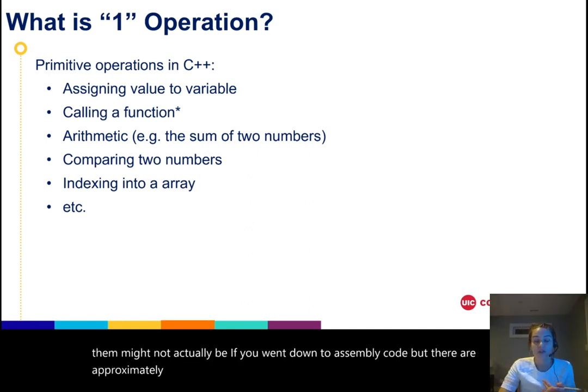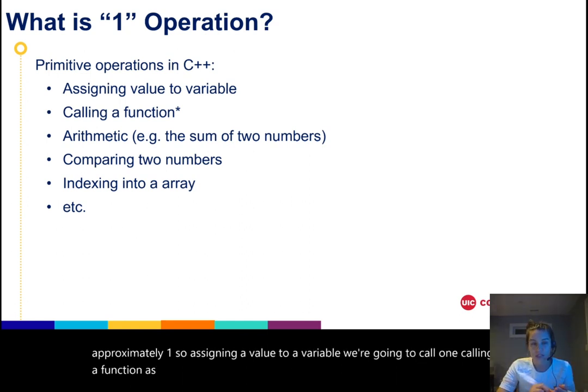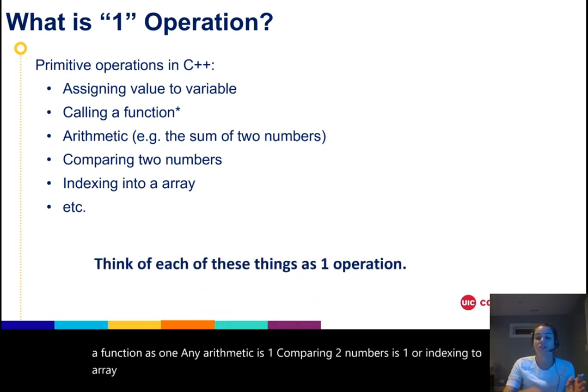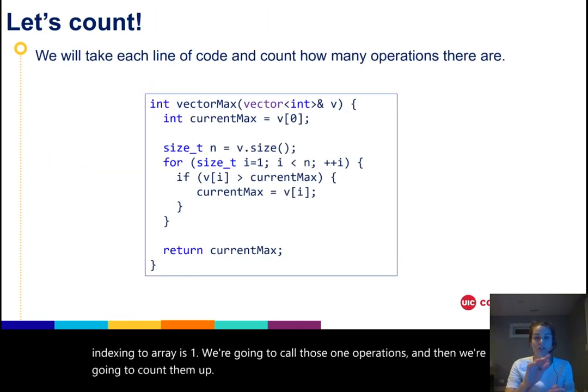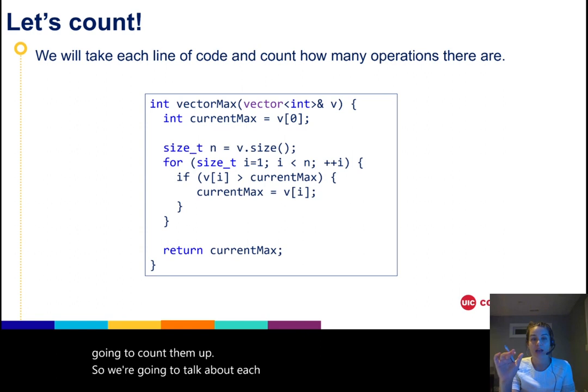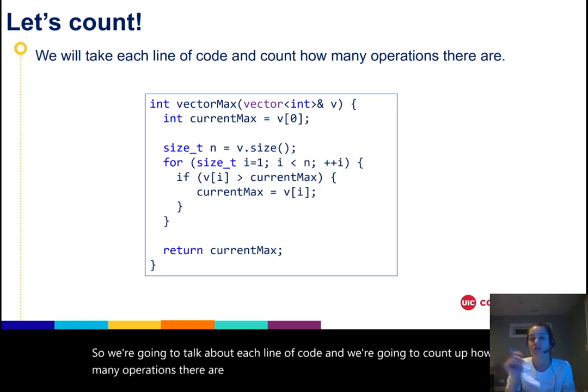So assigning a value to a variable we're going to call one, calling a function is one, any arithmetic is one, comparing two numbers is one, or indexing into an array is one. We're going to call all of those one operations. And then we're going to count them up. So we're going to talk about each line of code, and we're going to count up how many operations there are on every single line of code.